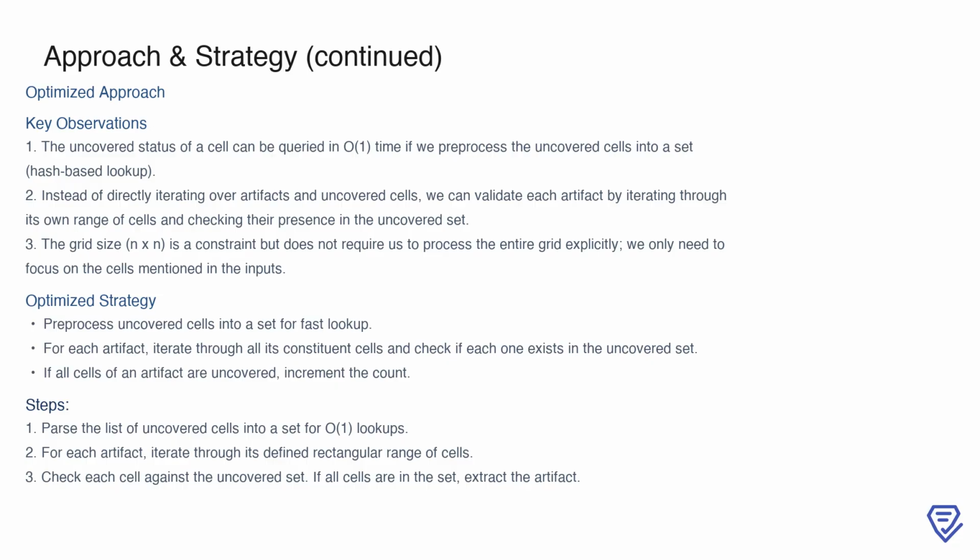Importantly, while the grid size itself is large, we don't need to process the entire grid, only the cells relevant to the artifacts in the uncovered list. Using this strategy, we pre-process the uncovered cells for fast lookups, then iterate through the rectangular range of each artifact to check if all of its cells are in the uncovered set. If they are, we count the artifact as fully extractable.